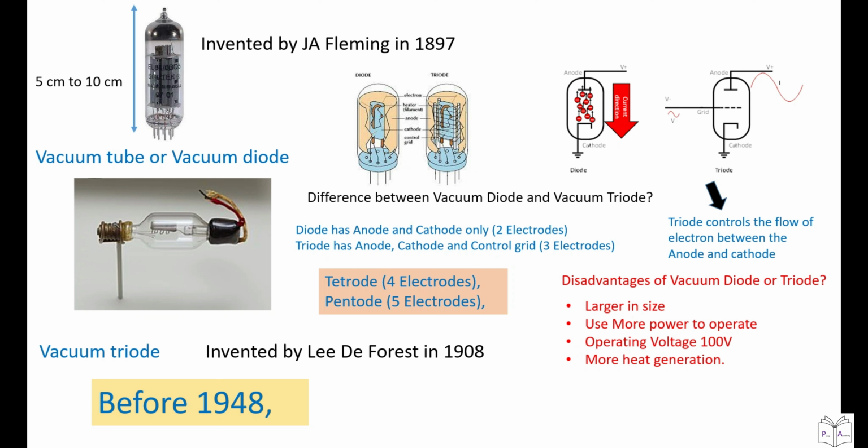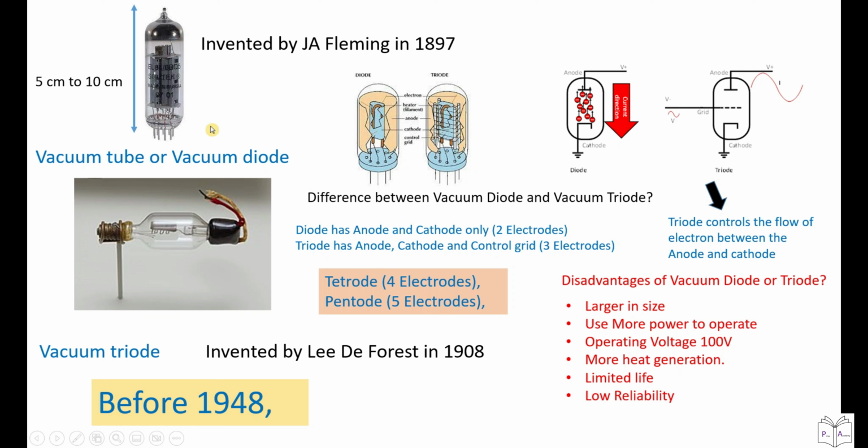More heat generation. As I told you, because of the power supply the cathode gets heated and then emits the electrons, so there will be more heat generation. Limited life. Since vacuum is present within this one, there is more possibility that the vacuum gets disturbed, and because of that the internal parts may get heated quickly, so it has limited life.